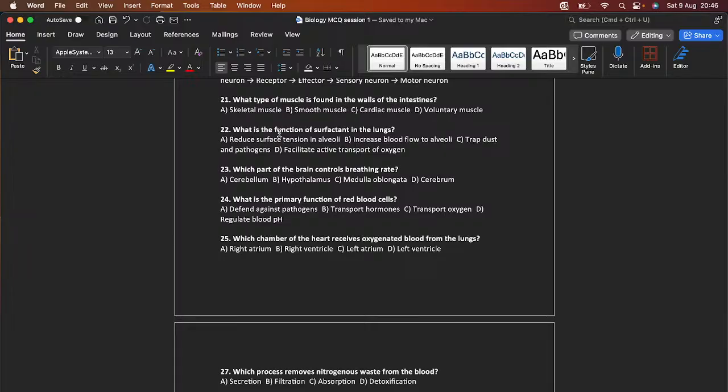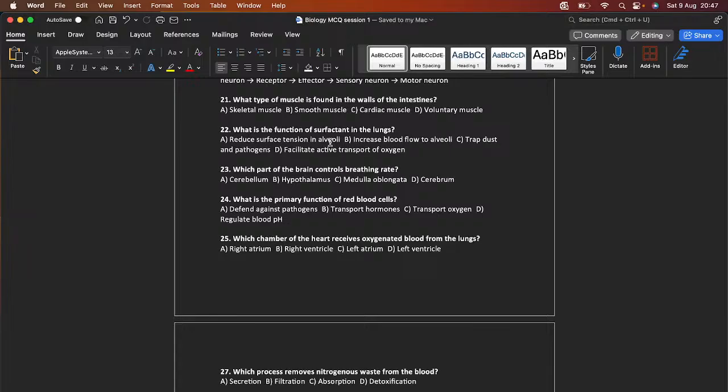What is the function of the surfactant in the lungs? So is it to reduce surface tension in alveoli, to increase blood flow to alveoli, to trap dust and pathogens, or is it to facilitate active transport of oxygen? So the surfactant is used to reduce surface tension in the alveoli. So as you may recollect, the alveoli are very prone to collapse. So in order to prevent them from collapsing, the body produces surfactant.